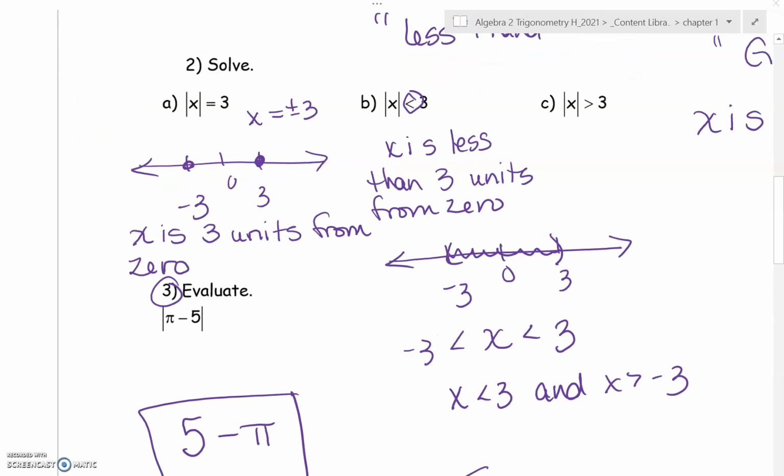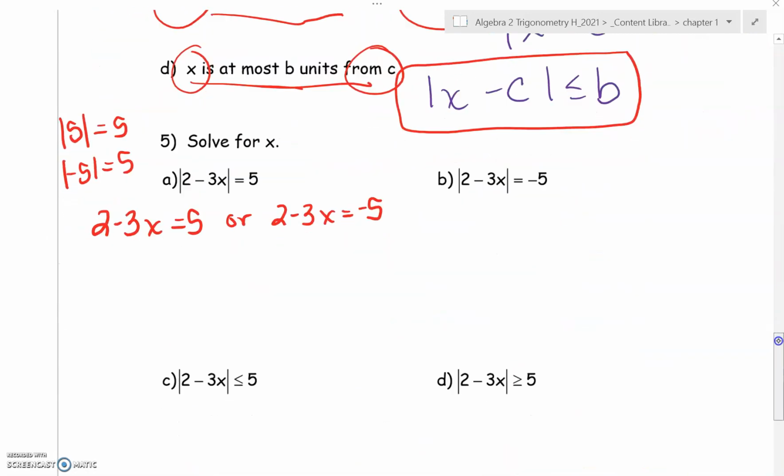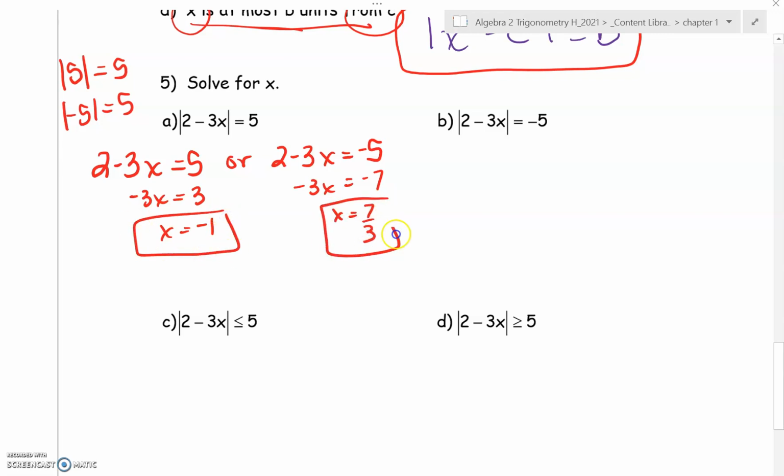It might also help for you to think about what we did up here. If I say the absolute value of x was 3, remember we said x is 3 units from 0 on the number line. And that's why we ended up with the two answers. Okay, so coming back over here, now we have two equations to solve. For both equations, we subtract the 2 and divide. So again, I have two answers. So go ahead and pause the video and try B, please.